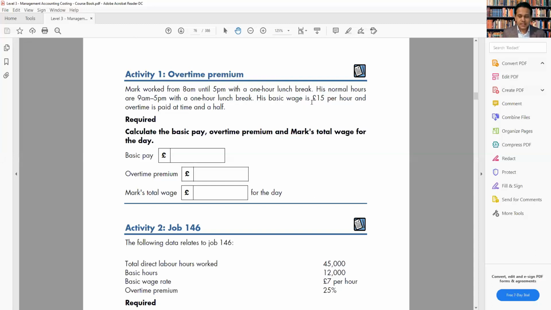His basic wage is £15 per hour, and overtime is time and a half. Time and a half means 1.5. So 15 times 1.5, whatever it is, will be the rate for overtime payment. The question is to calculate the basic pay, the overtime premium and Mark's total wages. If I add the basic pay with the overtime, that gives the total pay for Mark. So how much is the basic pay, how much is the overtime, and how much is the total wages?